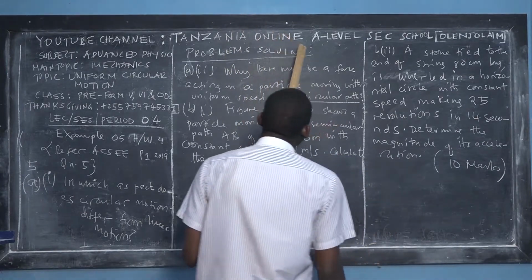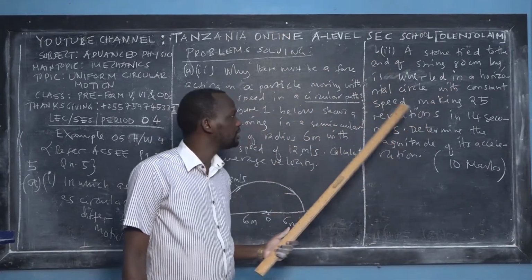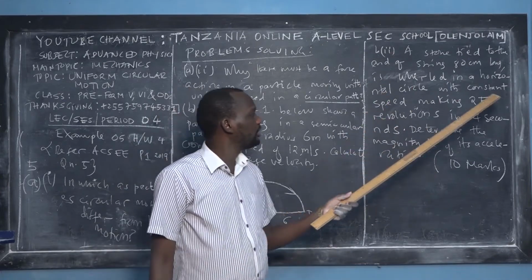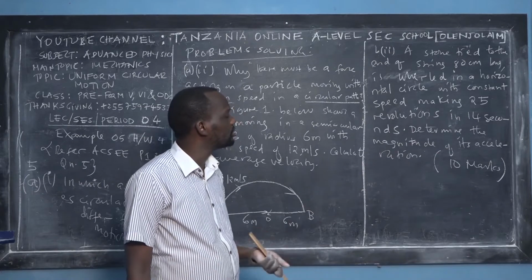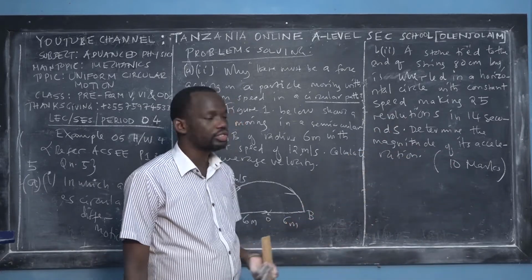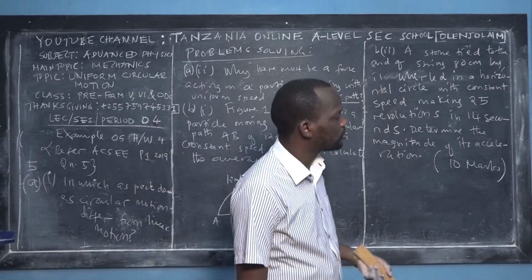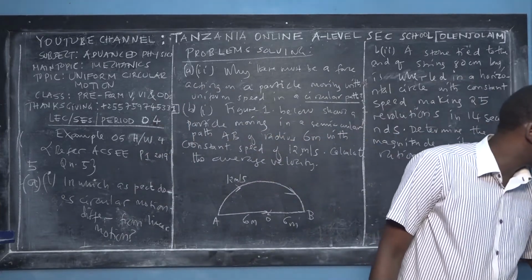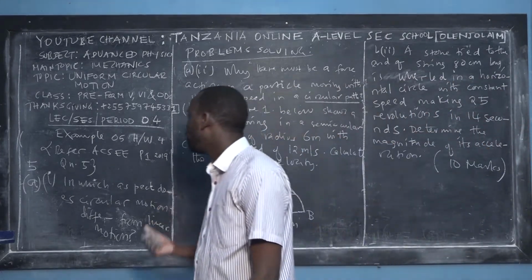Then another question, 5b, Roman 2. A stone tied to the end of a string 80 centimeters long is reeled in a horizontal circle with constant speed, making 25 revolutions in 14 seconds. Determine the magnitude of its acceleration. Right? So if you can manage to solve these questions, I would like to say it is the end of these sessions on lecture 4.